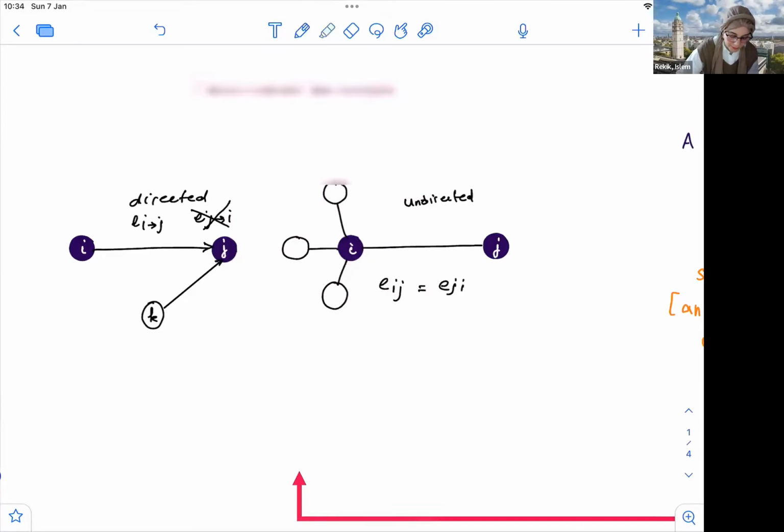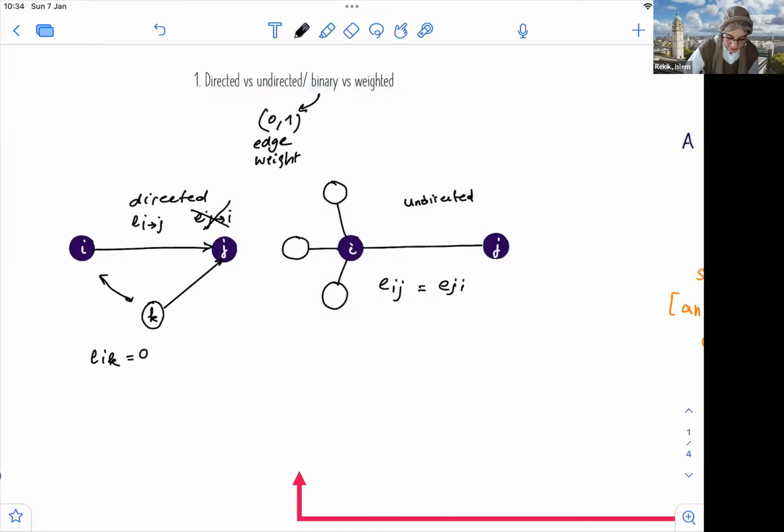So now, what is binary and what is weighted? Binary means you assign a value of either 0 or 1 to the edge. So here it means that the edge weight can only be 0 or 1. So for example, E_IK is equal to 0 because these two are not connected. But you can see here that E_KJ is equal to 1 because it is connected, okay? So that's a binary graph. Now, a weighted graph means that the edge weight, if we call it W_ij, can belong to R.